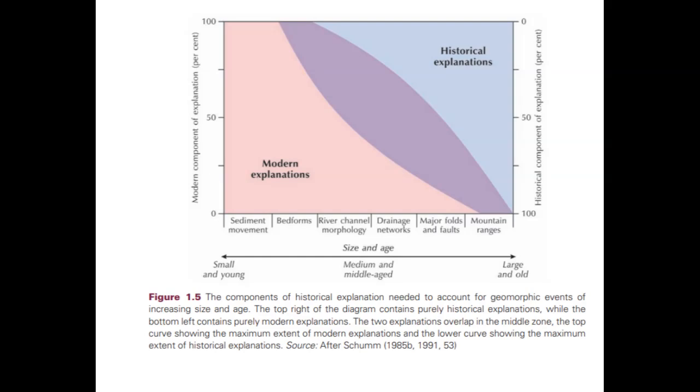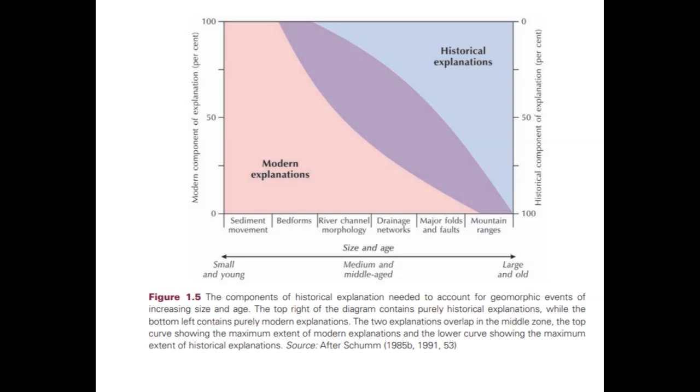The upper left quadrant represents small, recent geomorphic events, such as the formation of a small river channel or a small landslide. These events can be primarily explained by the geological processes occurring today, such as river erosion or wind erosion. The lower right quadrant represents large, ancient geomorphic events, such as the formation of a mountain range or an ocean basin. These events require more complex historical explanations, where we need to study sedimentary rocks and fossils to understand the processes that occurred in the distant past.